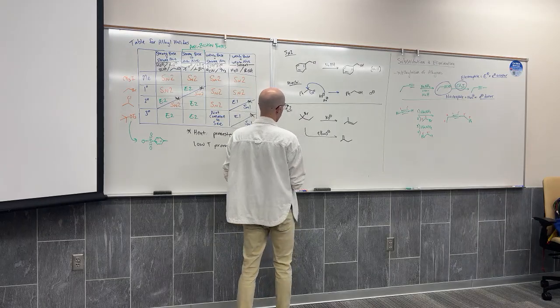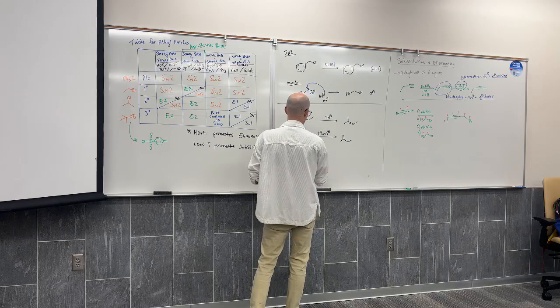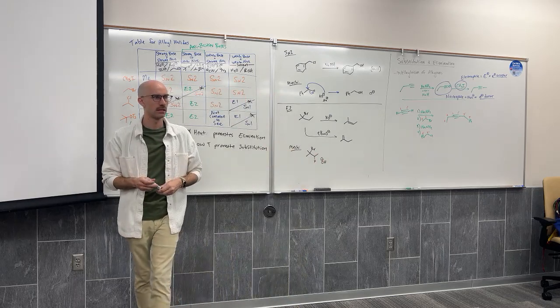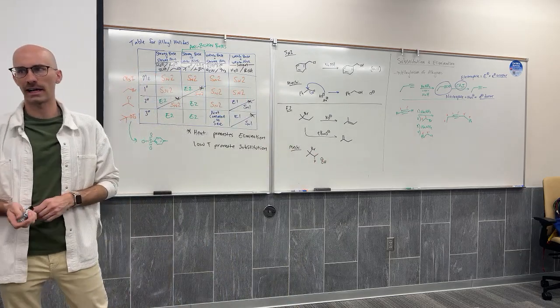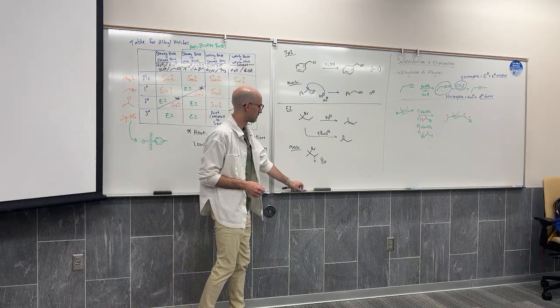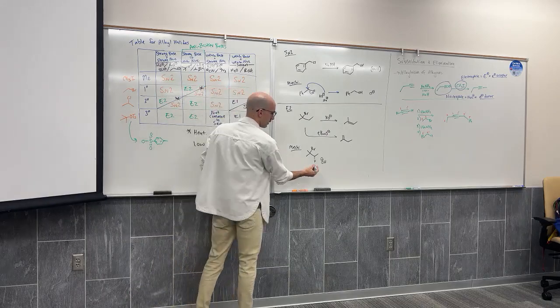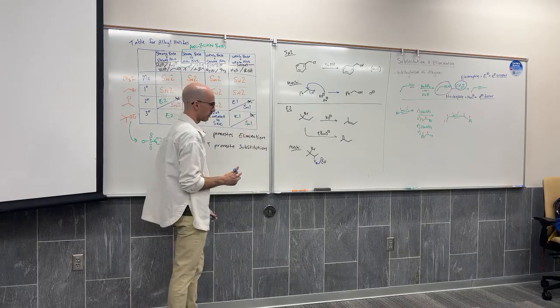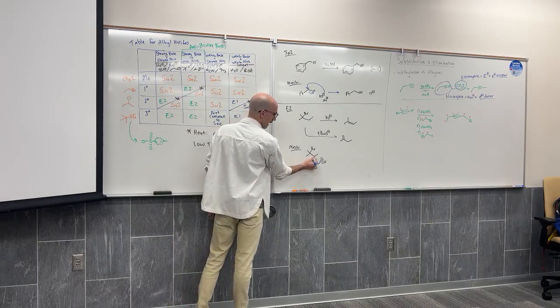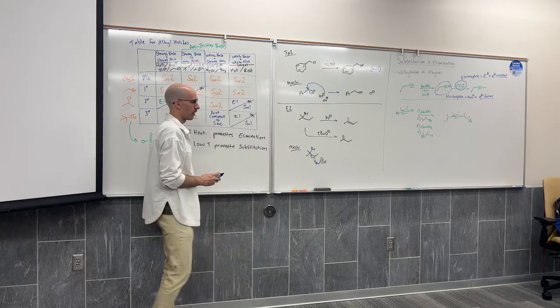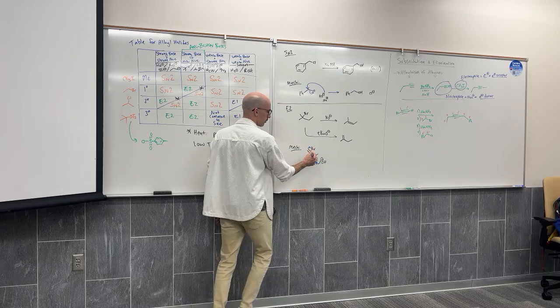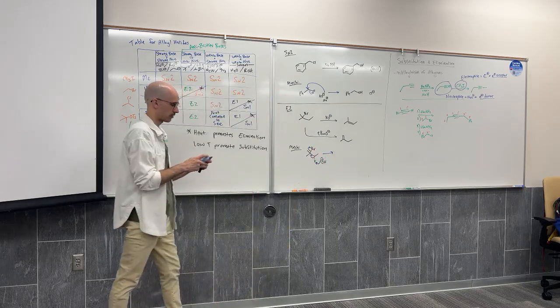How challenging is the mechanism for this one? Maybe slightly more challenging. It's one additional arrow, and you've got to make sure you grab the right hydrogen. Hydroxide steals the hydrogen beta to the leaving group. The electrons from that bond go to form the alkene, and by forming the alkene, the leaving group is forced out of the structure.